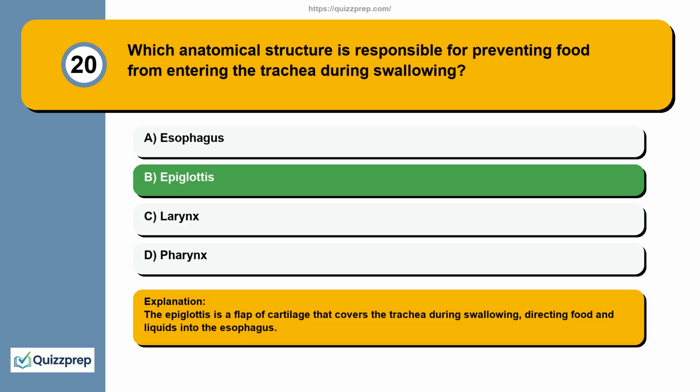Explanation: the epiglottis is a flap of cartilage that covers the trachea during swallowing, directing food and liquids into the esophagus.